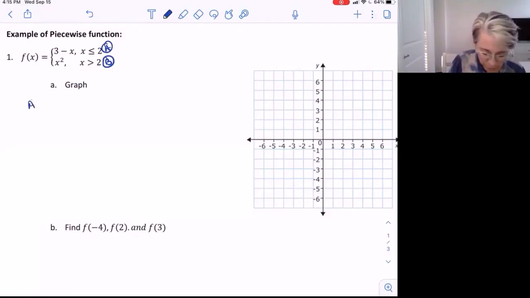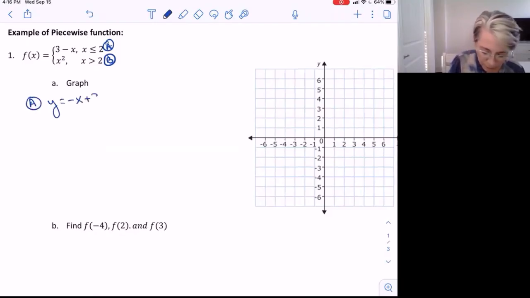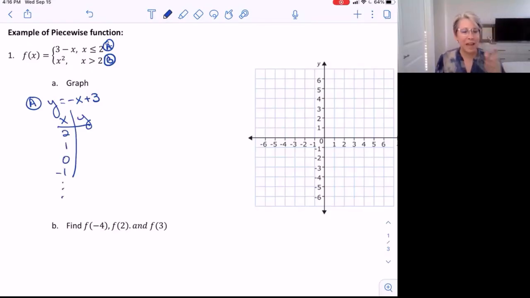If we're focusing first on part A, that's the y equals, and you can put it in mx plus b format if you want, negative x plus 3. Notice this is only defined at 2 and numbers less than 2. So it'd be defined at 2, 1, 0, negative 1, and so forth. So we definitely want to graph it at 2 so we know where that line stops. If we plugged in 2 for our x, that would give us a negative 2 plus 3. So our y value would be 1.